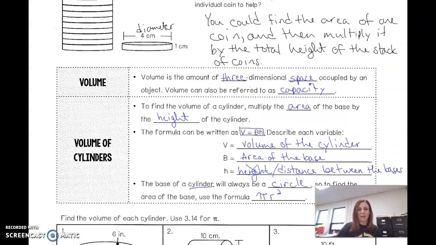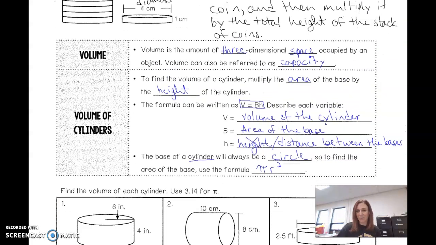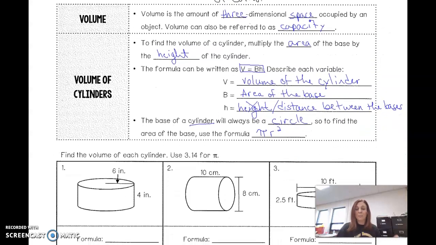We talked about it here, how the diameter is all the way across. Radius is going to be halfway across. Okay, so our formula is volume equals base times height. But our area of the base is going to be a circle. So we can write this as volume equals, what is the area of the base?